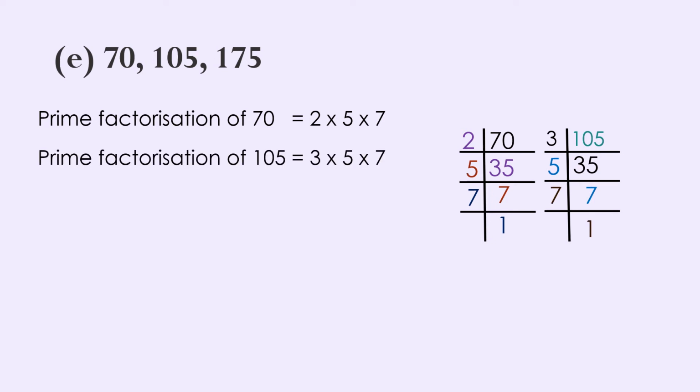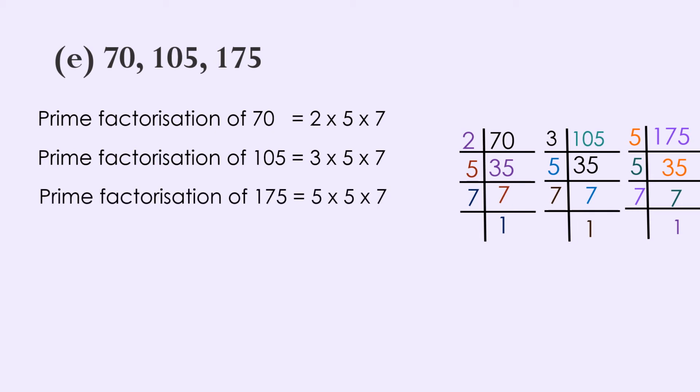Now let us write 175. So let's start from 5, 3 5s are 15, remainder 2, 25. So 5 5s are 25. So 5 into 7 equal to 35, 7 ones are 7. So what is the prime factorization of 175? 5 into 5 into 7.